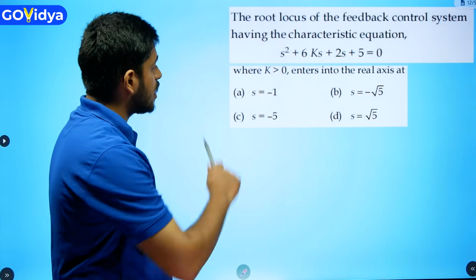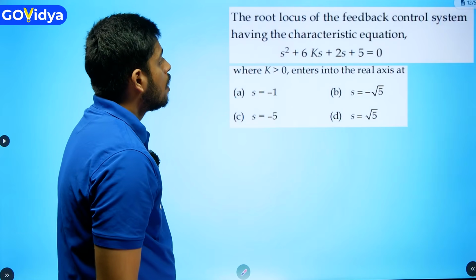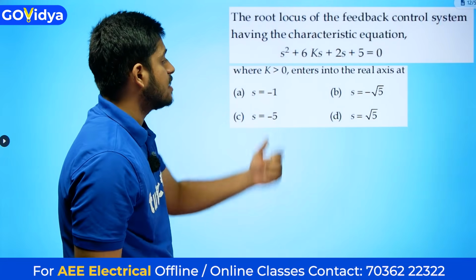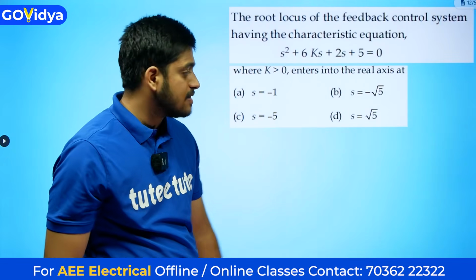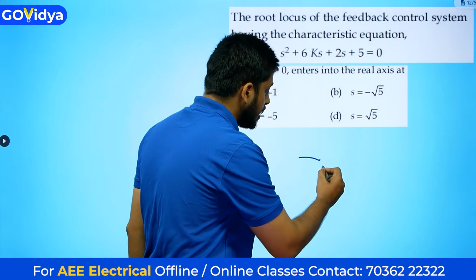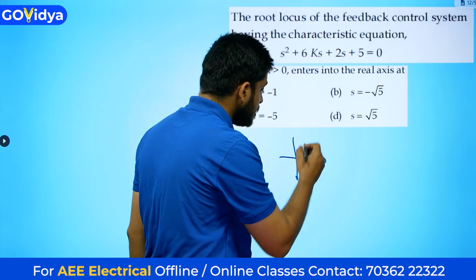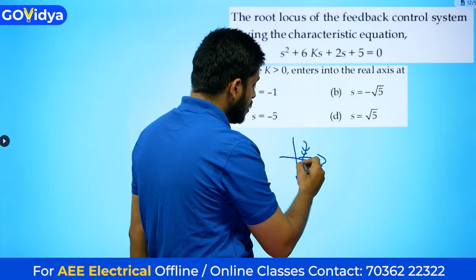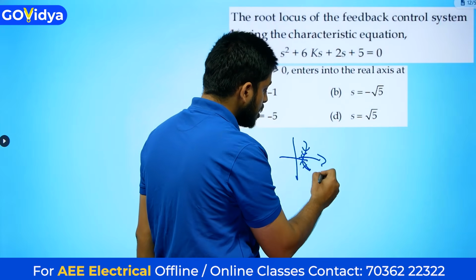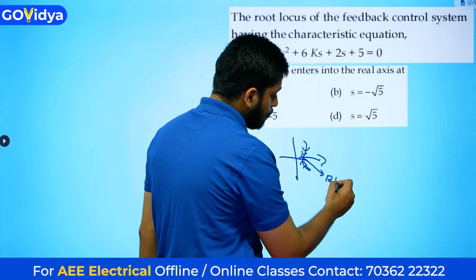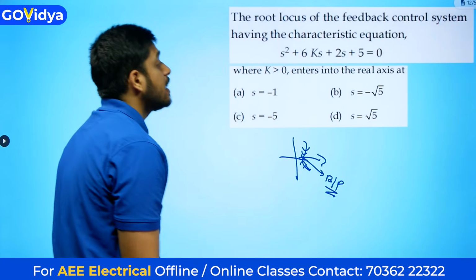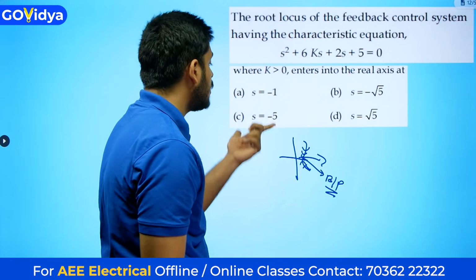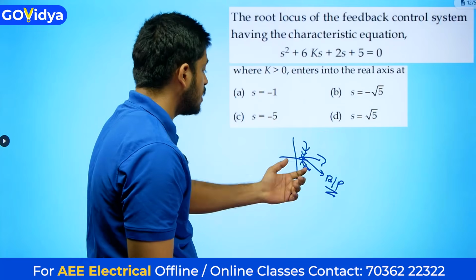The root locus of the system is given, where k is greater than 0 and enters into the real axis. What does "enters into the real axis" mean? There is some real axis like this, and my root locus is entering that real axis like this, which is nothing but my break-in point. So we need to find the break-in point. Which is the break-in point, we need to see from these particular equations.